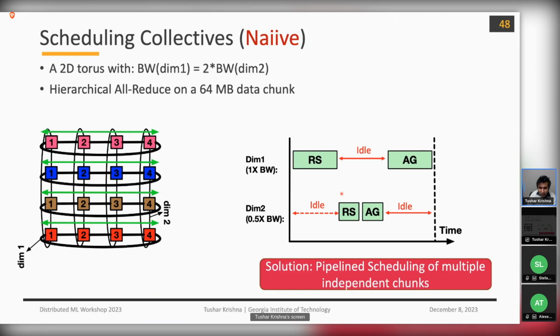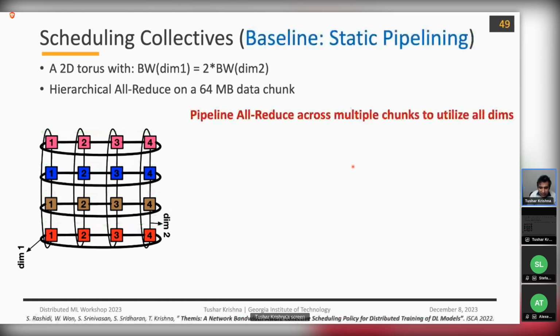So what I'm going to do first is let's try to pipeline, right? Instead of just running one message at a time, let me actually run multiple all reduces. I have a large matrix, right? And I obviously have to do a reduction across the entire matrix. Let me actually pipeline it into multiple independent chunks so that I can utilize these better.